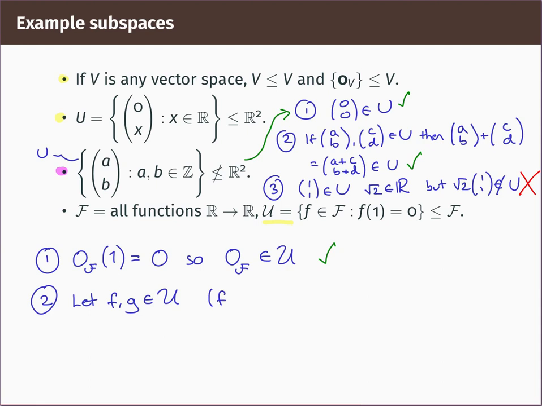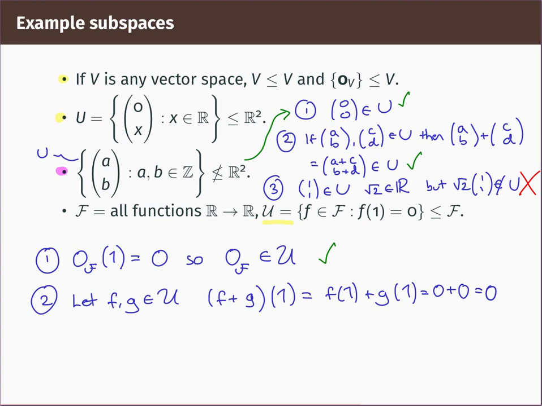So if I want to know whether f plus g is in U, I need to know what f plus g does to 1. Well, f plus g of 1 is defined to be f of 1 plus g of 1, because that's how we define the addition of two functions in this vector space. The function f plus g is defined to be the function which sends a number x to f of x plus g of x. So in particular, f plus g of 1 will be f of 1 plus g of 1. And here, because f and g were in U, that's 0 plus 0, which is 0.